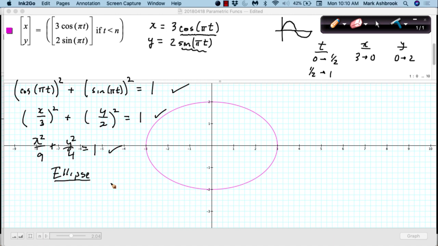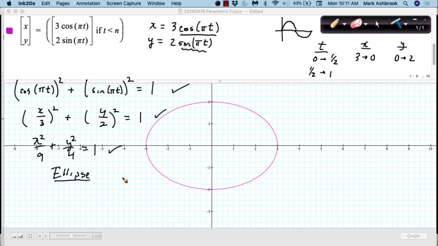It's that ellipse, right? It has an x radius. In the x direction, the radius is 3, and we see that as 9 in the denominator here, 3 squared. And then the radius in the y direction is 2. So we see y squared over 2 squared, or 4, equals 1.